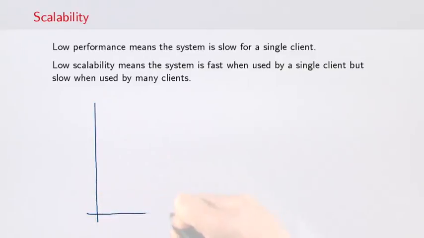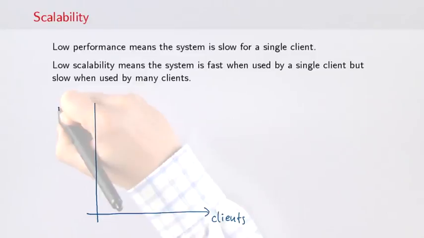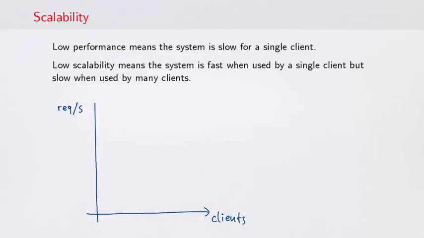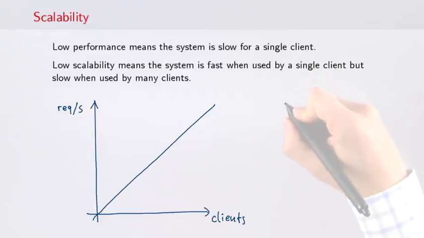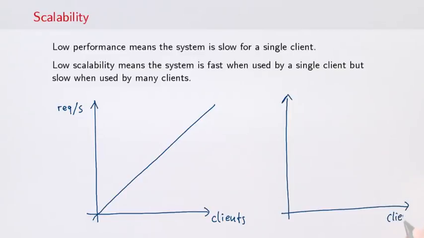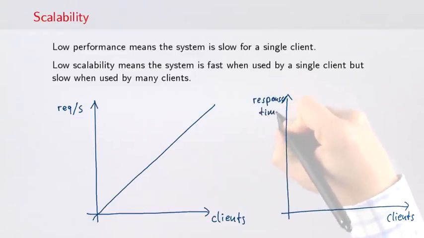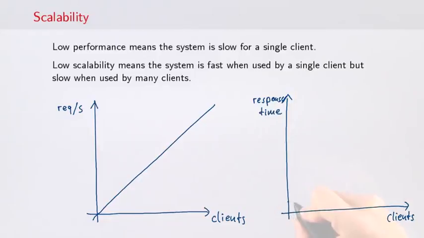Sketching this graphically, I have here the number of clients, and here the requests per second. And optimally, this would be what clients want, because every new client adds just to the requests per second that the system can handle, which means that the response time will stay roughly constant. In this case, let us say it looks like this.